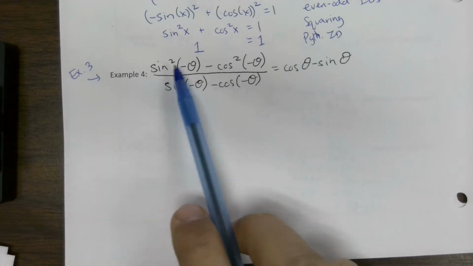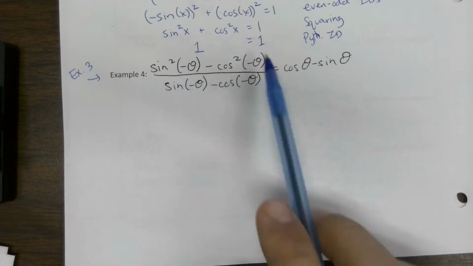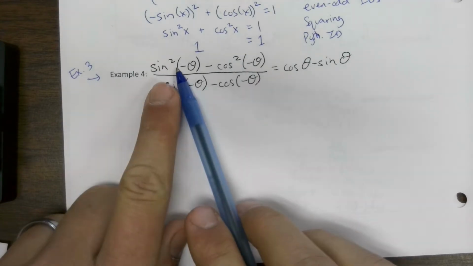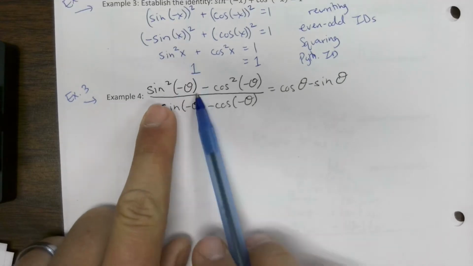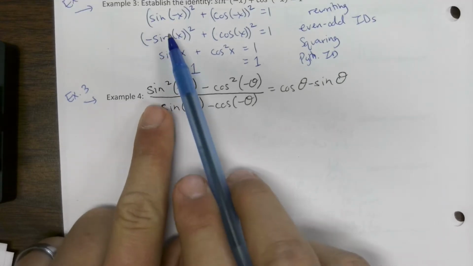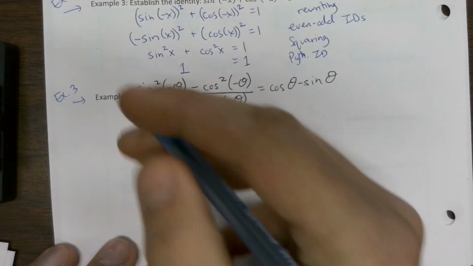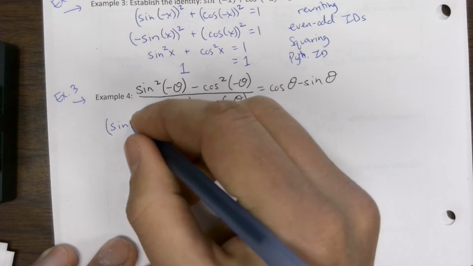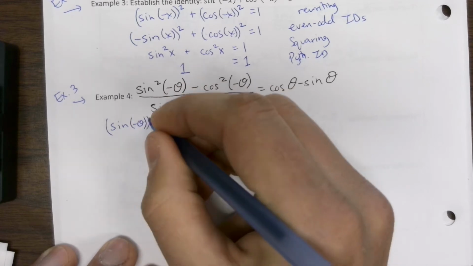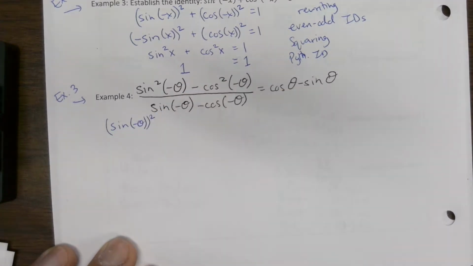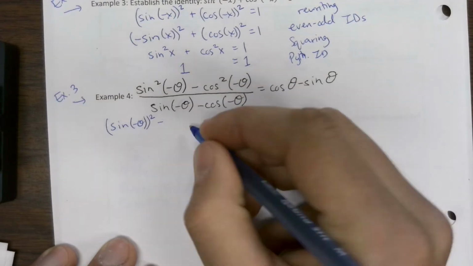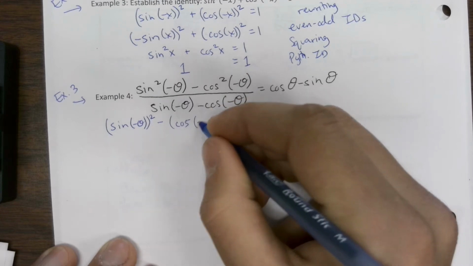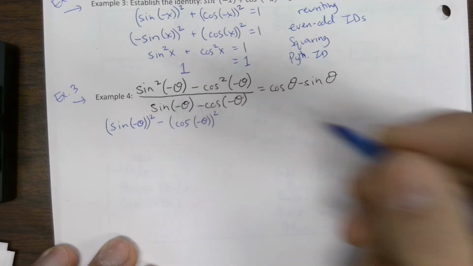So I noticed the sine squared and the cosine squared here, so I know this has something to do with the Pythagorean identity. So first thing, just like with the previous problem, I'm going to rewrite sine squared of negative theta as sine of negative theta squared. So let's go ahead and do that. Sine of negative theta squared. And we're going to minus, and same thing here, cosine of negative theta squared.